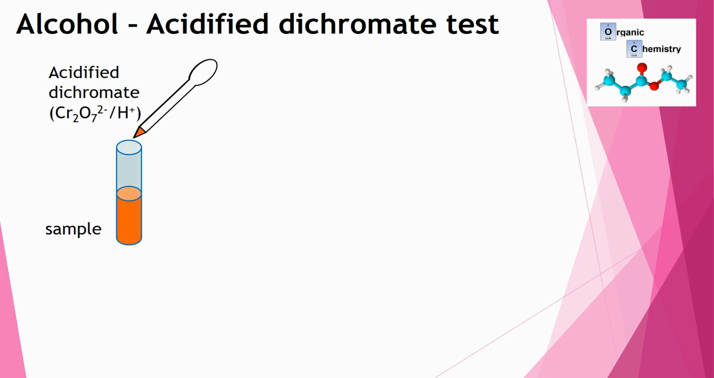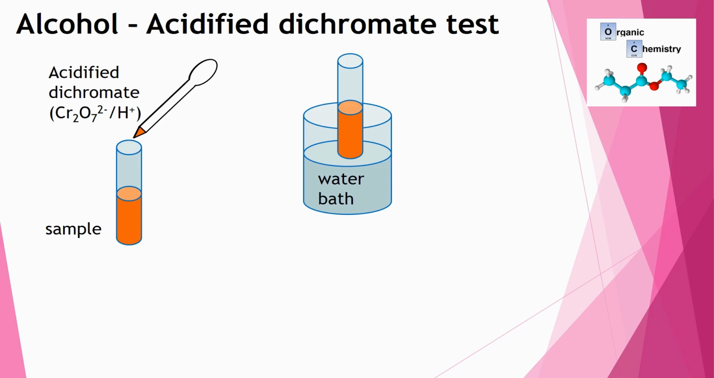So when we add that to the sample, we then put it into a water bath that's at say 70 degrees Celsius, and we will sit that in there for about 5 minutes. Now what we're looking for in the positive test is this solution turning a green color. If it goes to completion, it's going to look more blue than green, and if it's only started to react, it's going to look a mixture between a green and an orange color, because it still has a bit of both colors present.